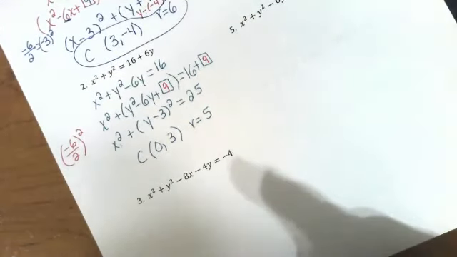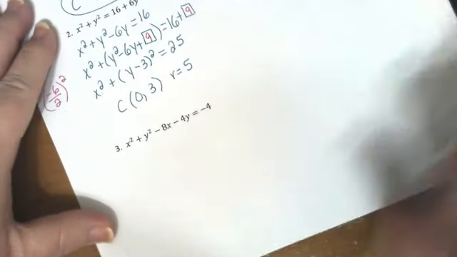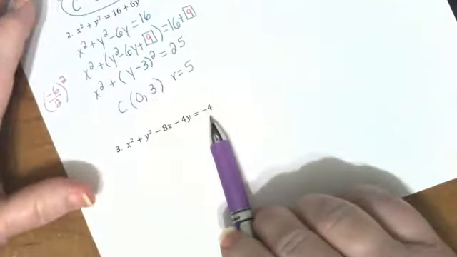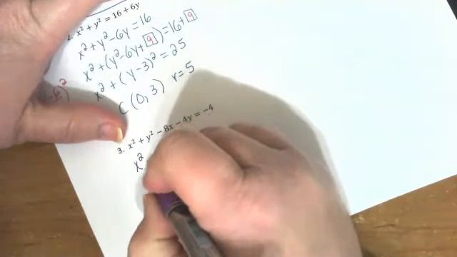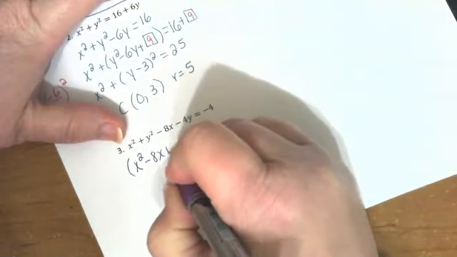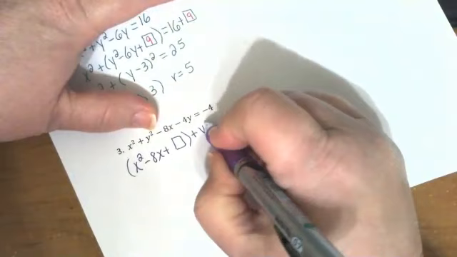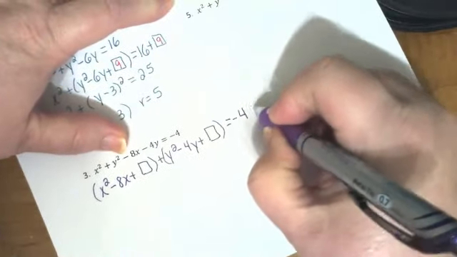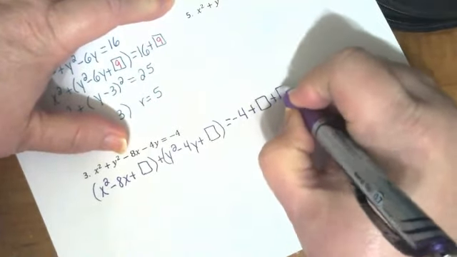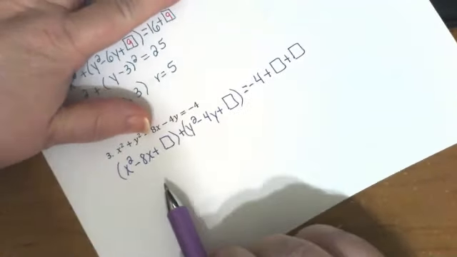All right, let's do the next one. We want our x's and y's on the same side. Any number without an x and a y goes on the other side. And now we're just going to group them together. I have x squared minus 8x plus my completing the square number plus y squared minus 4y plus my magic number equals -4 plus those numbers. Whatever I add to the left, I have to add to the right to keep my equation balanced.